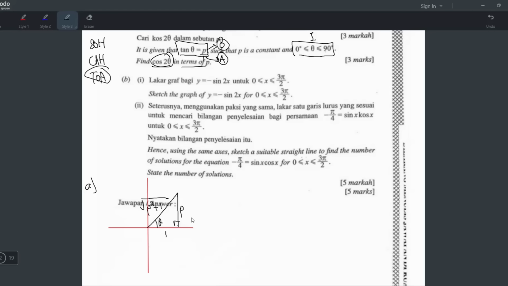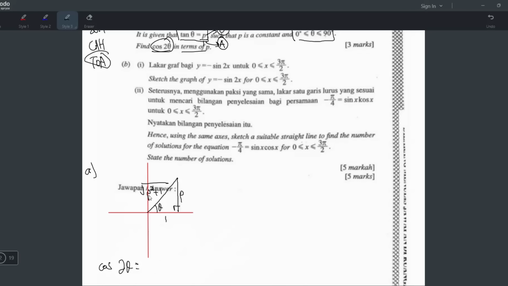For cos 2 theta you have to use the double angle formula, because this angle is theta and this one is 2 theta. So the only way is to use the double angle formula so that it becomes theta first, and then we look at the sides. Cos 2 theta can be changed into 3 forms of the double angle formula: cos square theta minus sin square theta, or 2 cos square theta minus 1, or 1 minus 2 sin square theta. You can use any of these. Of course, I think I will use this one, but actually it doesn't matter. You use the other one also, you get the same answer.